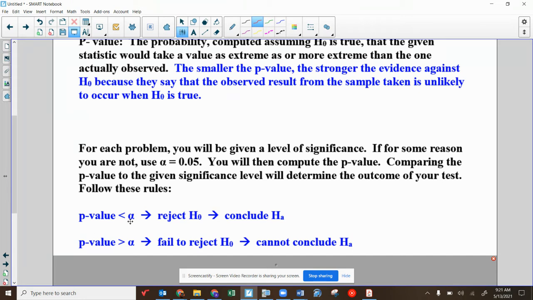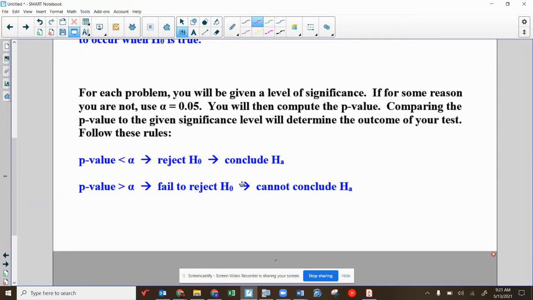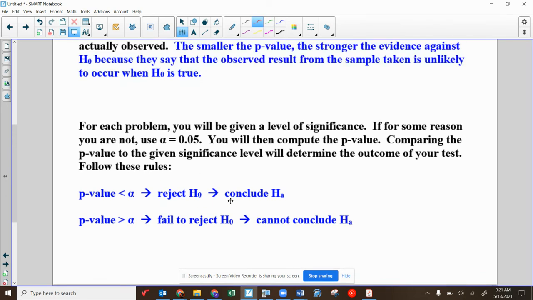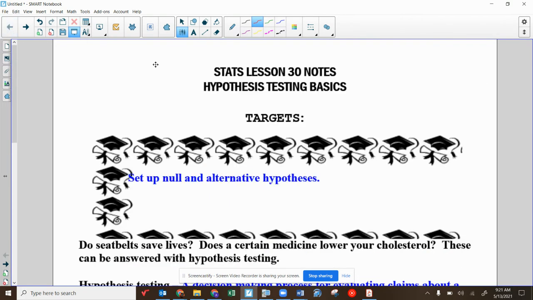If the p-value is less than that, then we reject the null, which means I'm concluding that the alternative should be true. When the p-value is greater than that, there's not enough information, so I'm going to fail to reject the null, which means I cannot conclude the alternative hypothesis. This little chart, which is on your formula sheet, by the way, is what we'll be looking at in the following sections. So I just wanted to bring it up here to be able to use it for the next sections. All right, so that is lesson 30. Let me know if you have any questions.